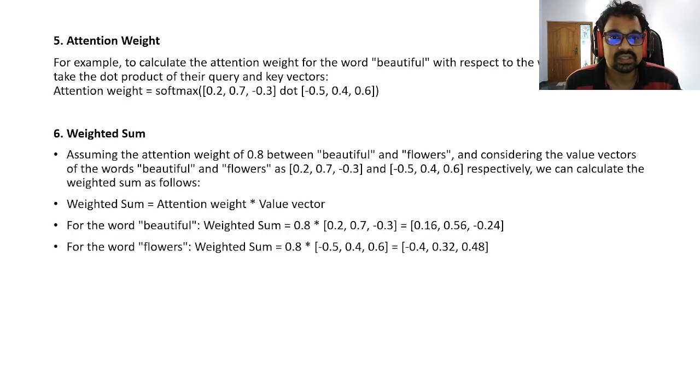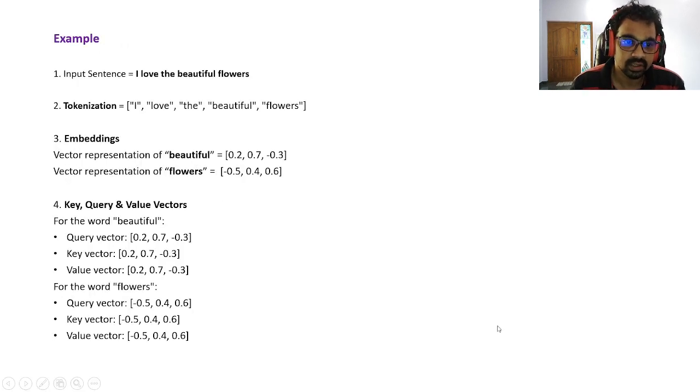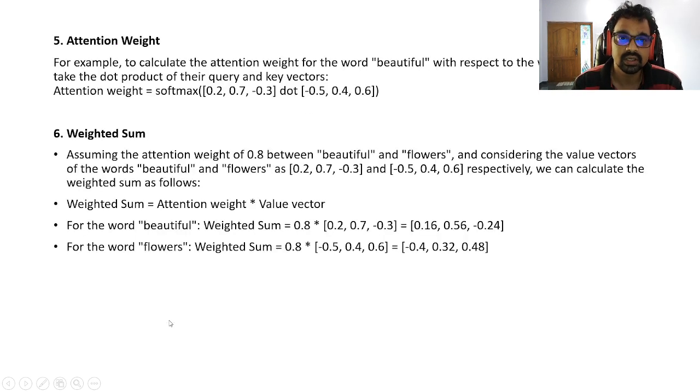Let's see how we calculate the attention weight for the word beautiful with respect to the other word, flowers. As I mentioned, the query vector of the current word is multiplied, as a dot product, against the key vector of the other word. So the query vector is 0.2, 0.7, minus 0.3, and it is dot-producted with the key vector of the word flowers, minus 0.5, 0.4, and 0.6. The output is sent to a softmax function, so that the weight will be less than 1.